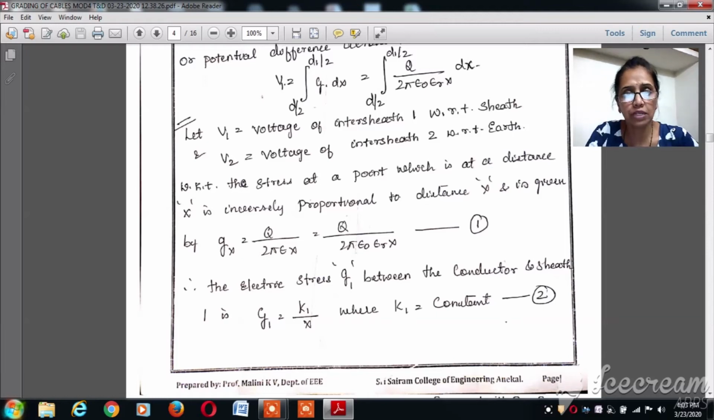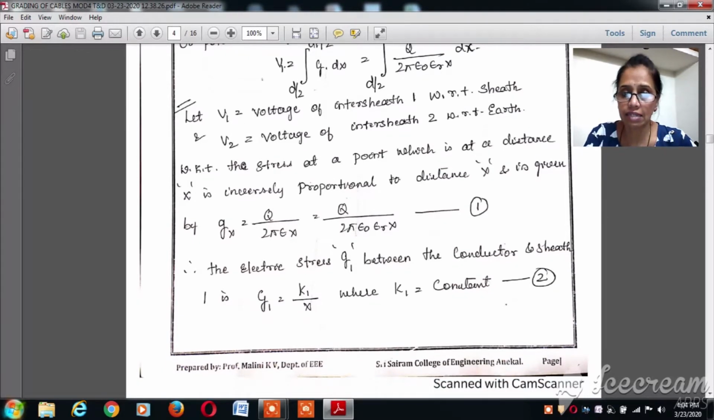So V2 is the voltage of the intersheath 2 with respect to earth. We know that the stress at a point which is at a distance x is inversely proportional to the distance x and is given by Gx equal to Q divided by 2 pi epsilon x, where Q is the charge, epsilon is the permittivity, and x is the distance. We know that epsilon is equal to epsilon naught into epsilon r. Substituting that, the formula becomes Q divided by 2 pi epsilon naught epsilon r x.